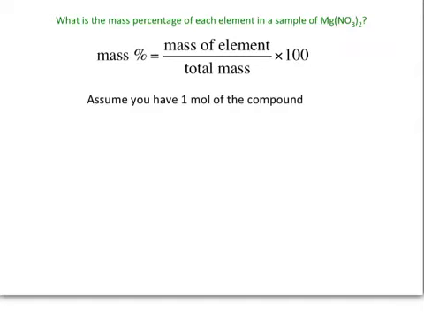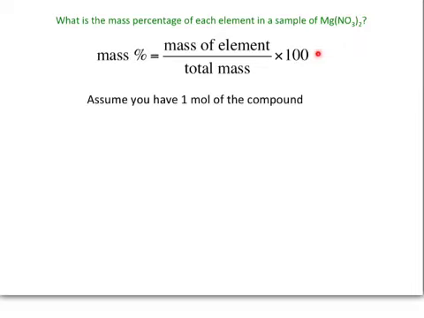In this example, we're asked to determine the mass percentage of each element in a compound given the molecular formula. Now, there are a lot of different ways these mass percentage problems can be asked, but all you need to remember for mass percentage problems is that the mass percent is the mass of a given element divided by the total mass of the compound times 100.